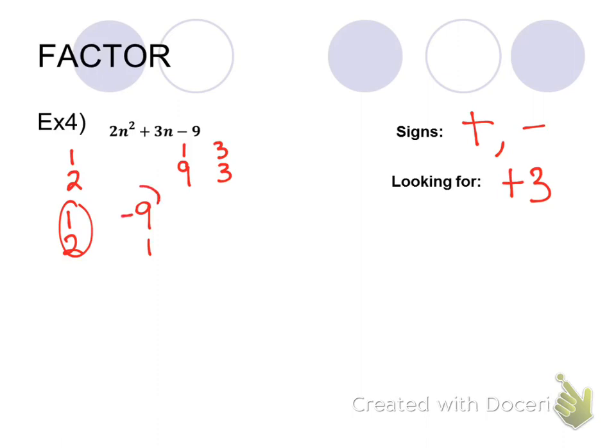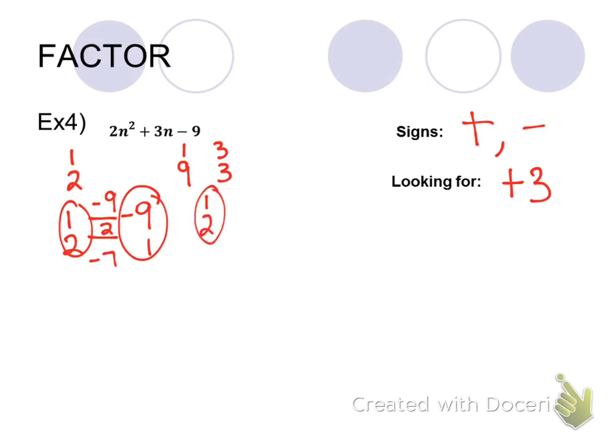Okay. We make our little lines here. 1 times -9 is -9. 2 times 1 is 2. If I add them up, what do I get? -9 plus 2. Oh. -7. Okay. So is that what I wanted? Nope. No. So we move on.